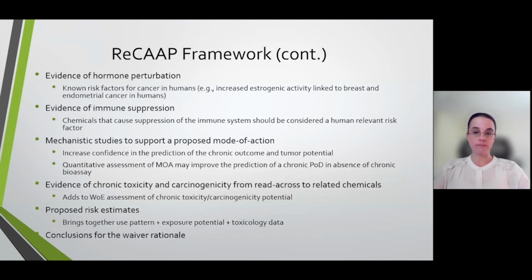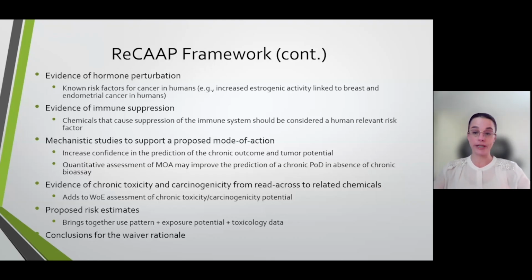And then finally, it's important to consider your proposed risk estimates. So this is pulling together your use pattern and what you know about your exposure potential. It's pulling together all of your toxicity data to make a potential risk determination that's protective of human health. The exposure estimates that you're utilizing should be based off of the proposed uses of the chemical. And important is the selection of a point of departure.